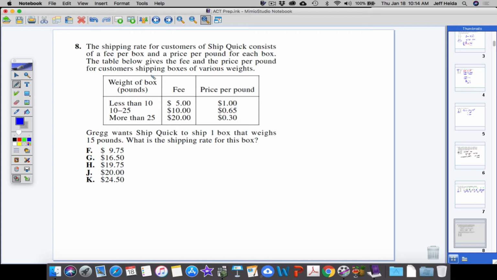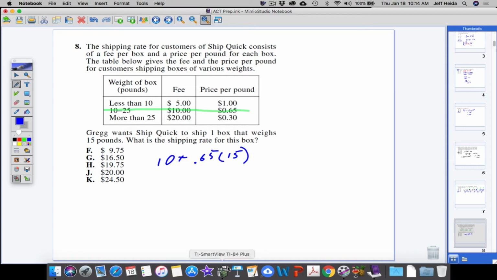Problem number 8. Shipping rate for customers of ShipQuick consists of a fee per box and then a price per pound for each box. Given the table below, we need to answer questions. Greg wants to ship one box, weighs 15 pounds. So that means we're in the center row here. How much does it cost to ship the box? It's a $10 fee plus 65 cents per pound, and it's a 15-pound package.